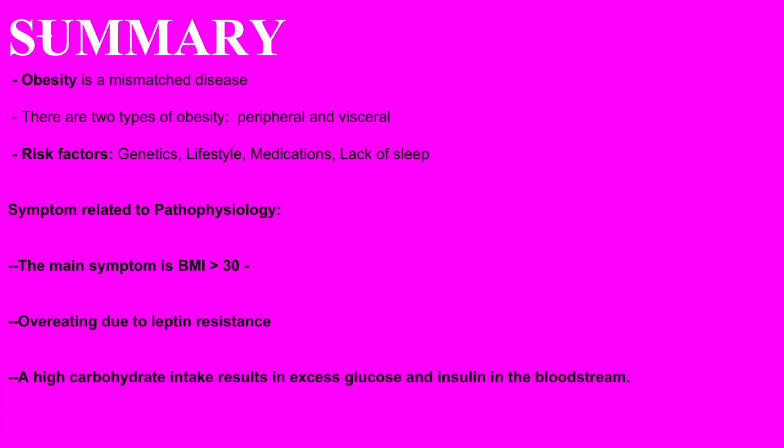In summary, obesity is a mismatched disease. There are two types of obesity. The risk factors include genetics, lifestyle, medications, and lack of sleep. The main symptom of obesity is a BMI exceeding 30 due to the increased input and decreased output disrupting homeostasis. Overeating is due to leptin resistance, and a high carbohydrate intake results in excess glucose and insulin in the bloodstream.